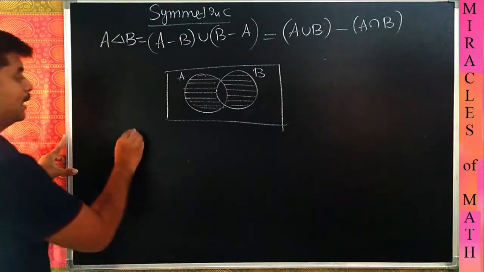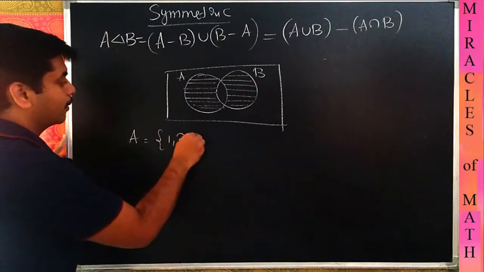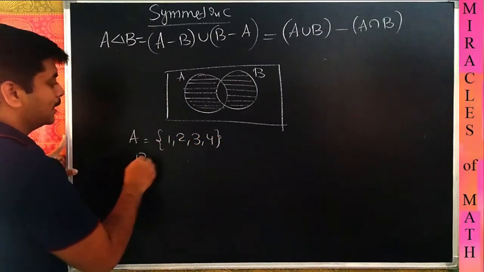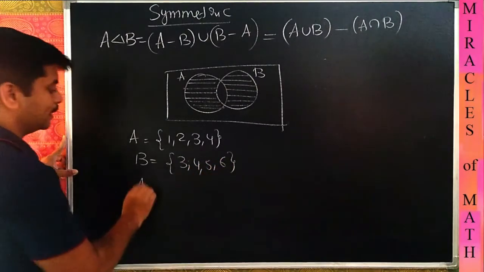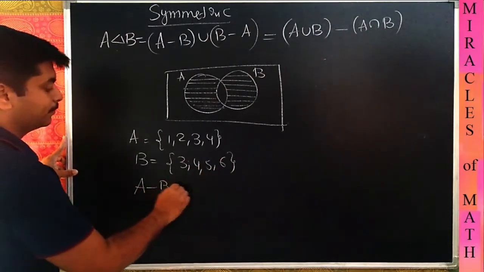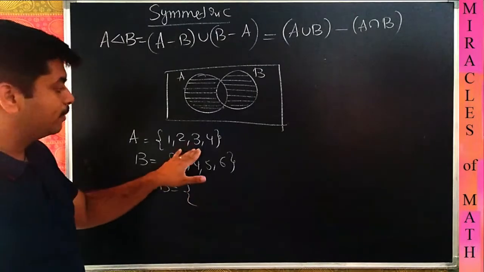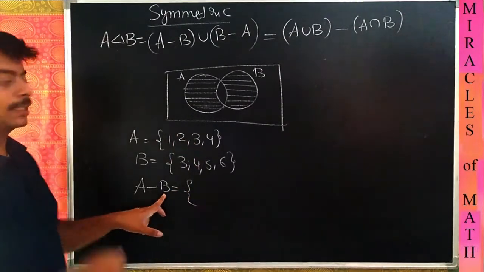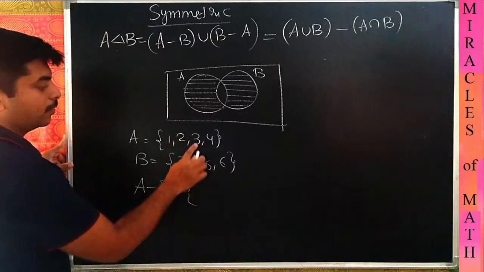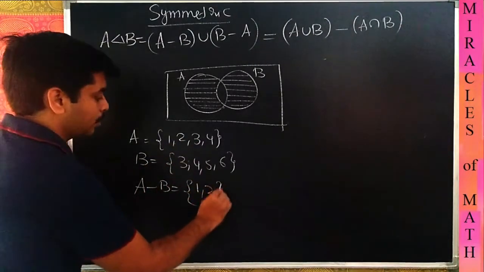So let us take A is equal to {1, 2, 3, 4}, B is equal to {3, 4, 5, 6}. Tell me what is A minus B. All the elements of A should be there, but if there are any common elements with B, that should not be there. So 3 and 4 are common, so A minus B is just {1, 2}.